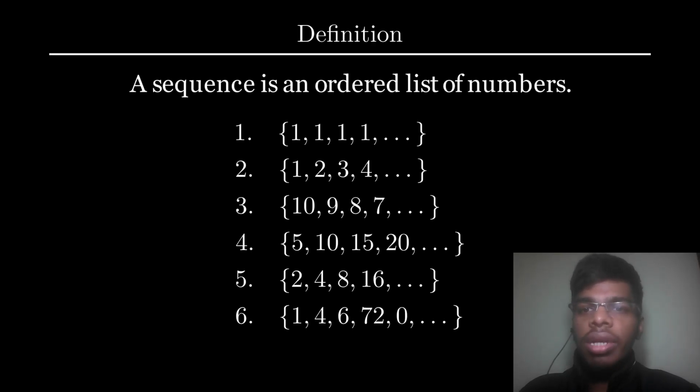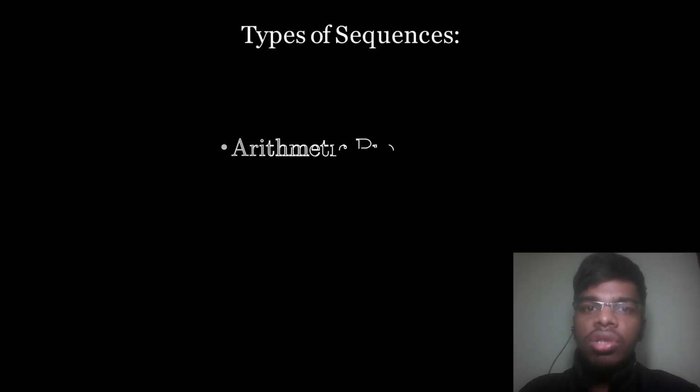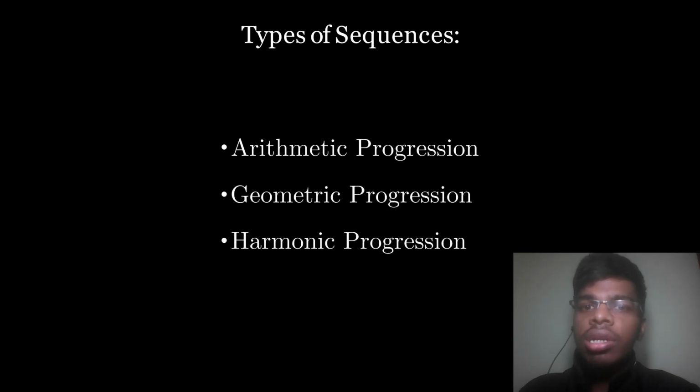Next we will list down the types of sequences. There are basically three types of sequences that we are going to deal with in this chapter. The first is arithmetic progression, which we will deal with in detail in today's lecture, and in later lectures we will discuss geometric and harmonic progressions.